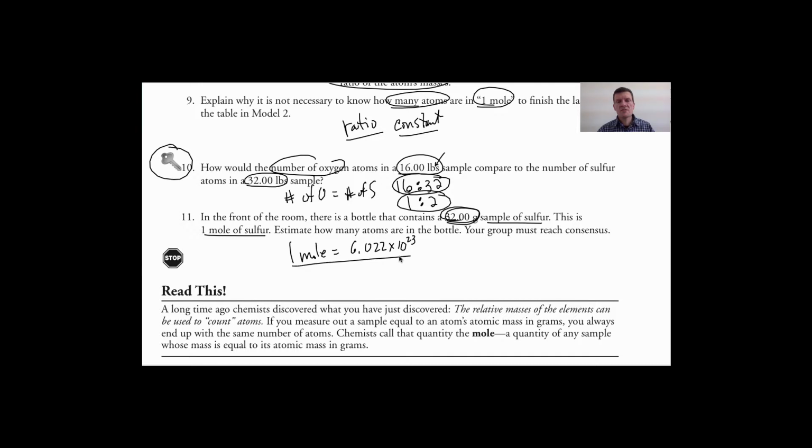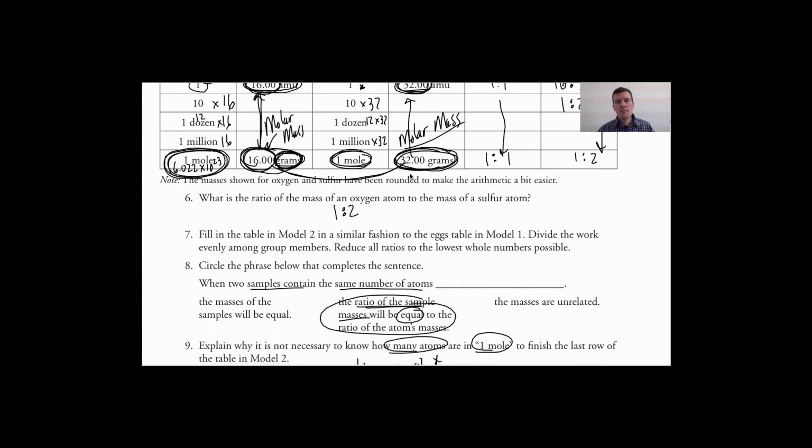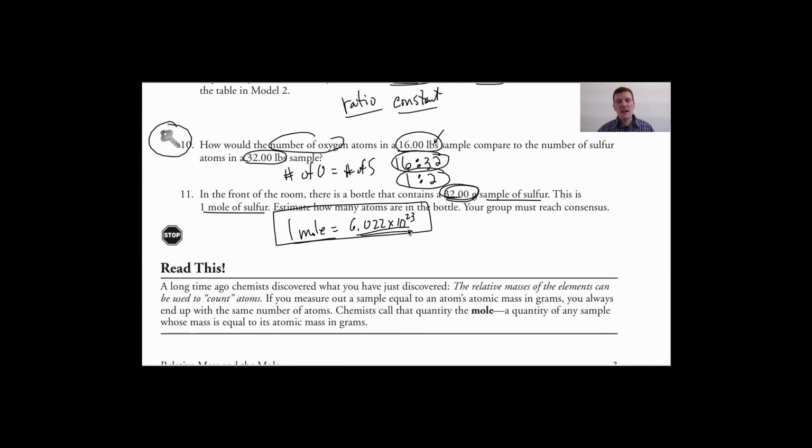And what is 1 mole? It's just a number. It's a very special number. It's a number that gives me a mass of that element equal to the atomic mass. So I know that I would have a mole, and there are 6.022 times 10 to the 23rd sulfur atoms in that bottle.